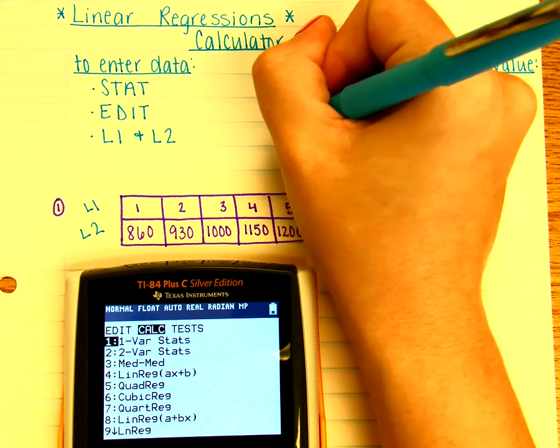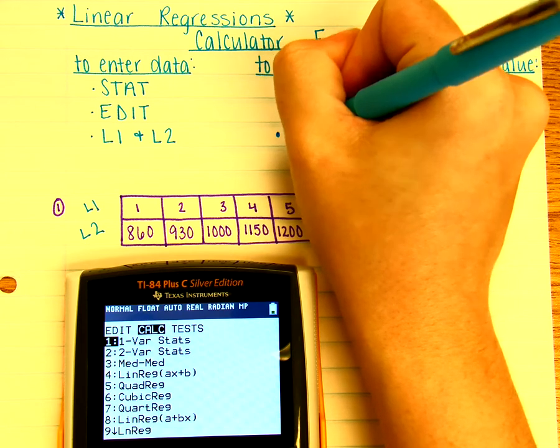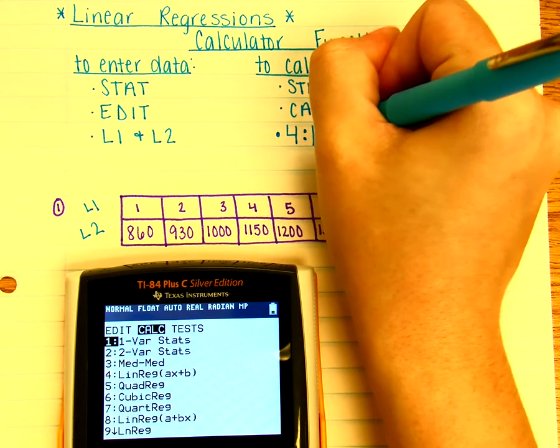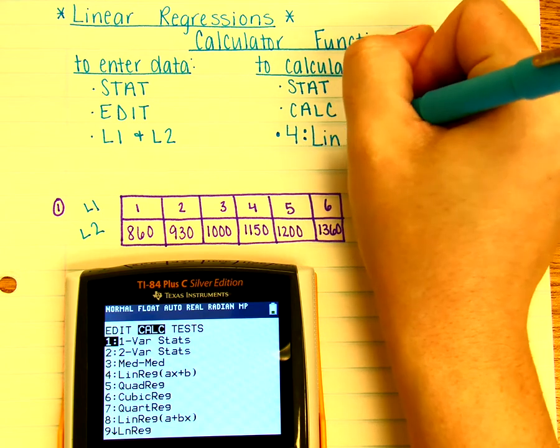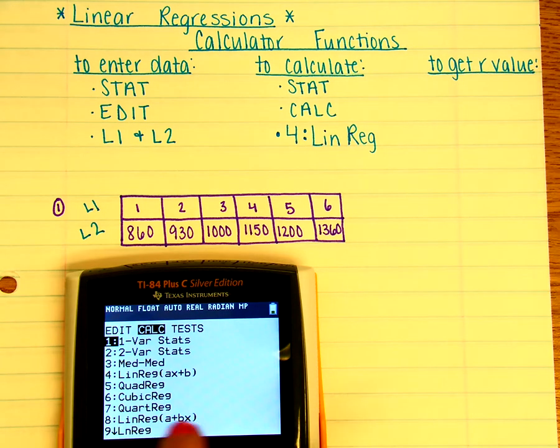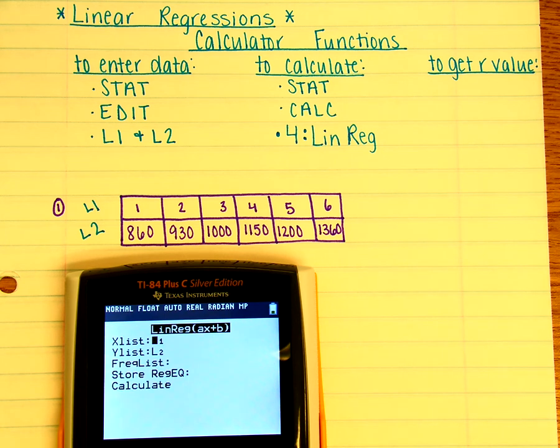So here where it says stat calc, we are going to choose option 4, and we're going to select the lin regress. You are never, ever, ever going to use option 8 in our calculator. Never, ever, ever. You're only going to use option 4. So we're going to go down to option 4 and hit enter.